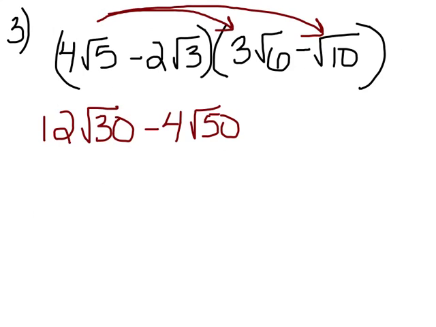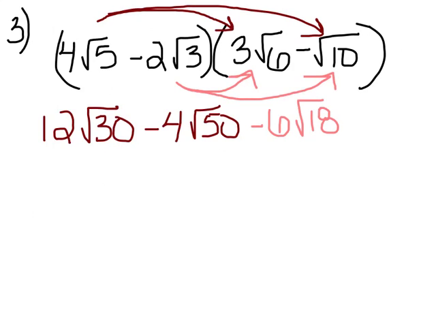Now we'll multiply our second term of negative 2 radical 3 times 3 radical 6 and then times negative 1 radical 10. So negative 2 radical 3 times 3 radical 6 will give us a negative 6 radical 18. And negative 2 radical 3 times negative 1 radical 10 will give us a positive 2 radical 30. After doing that, we'll have to simplify each one of our terms.